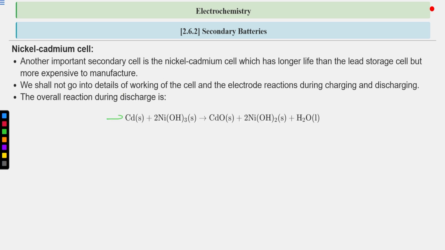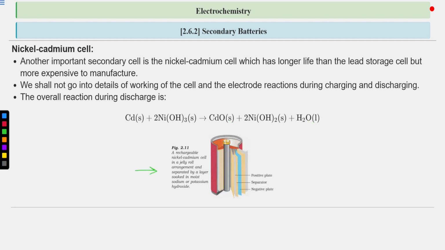Then this will be the reaction in the case of nickel cadmium. Cadmium in the solid state reacts with 2 Ni(OH)3 in the solid state, converting to cadmium oxide plus nickel hydroxide plus water molecules. This is the overall reaction during the discharge of the nickel cadmium cell. As the name says, nickel cadmium, in this cell we are going to use both cadmium and nickel.